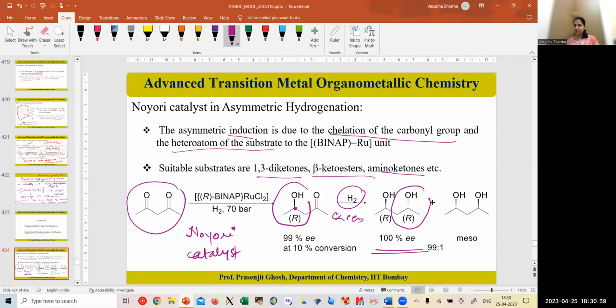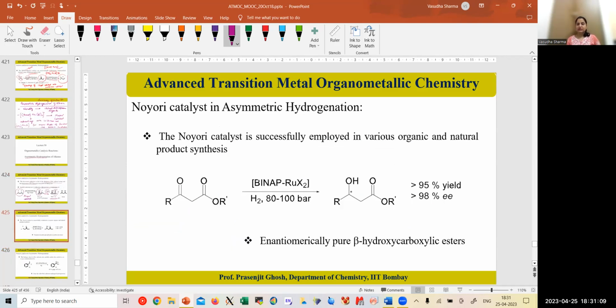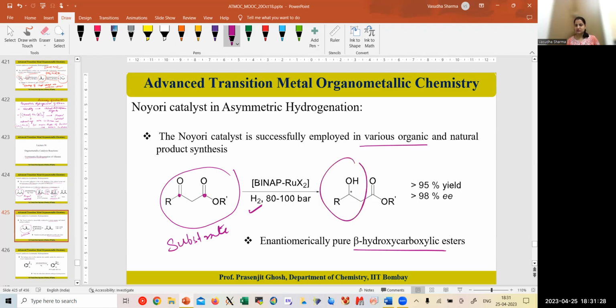With the meso form also, we can have a plane of symmetry over there that becomes a meso form. So this is how the Noyori catalyst has been used here. It is also successfully employed in various organic and natural product synthesis. For example, we have to have a beta hydroxycarboxylic ester. So we have started with the substrate, where we are having two carbonyl centers. When we are using H2 at 80 to 100 bars, this system becomes chiral, and the enantiomer selective yield is 98%.